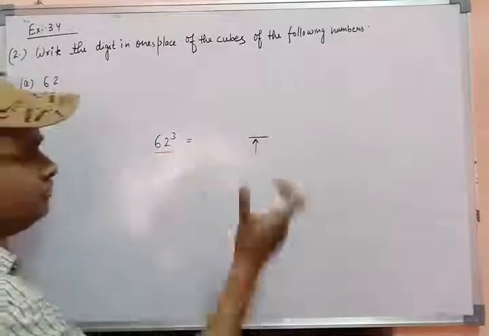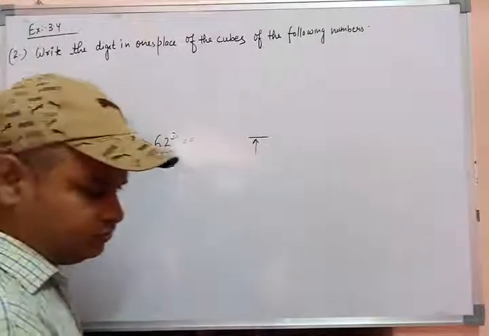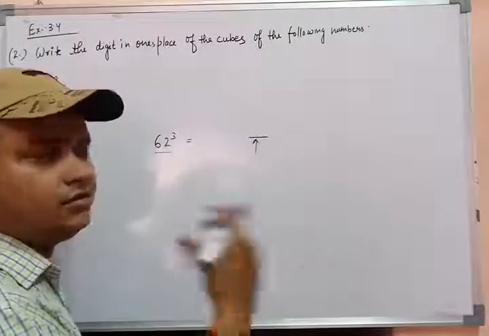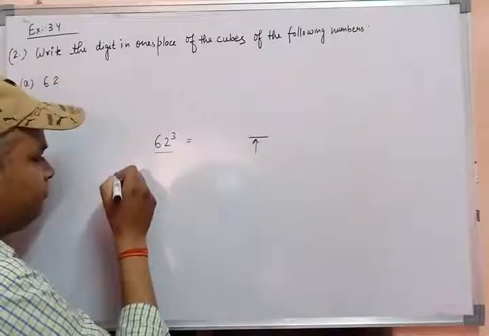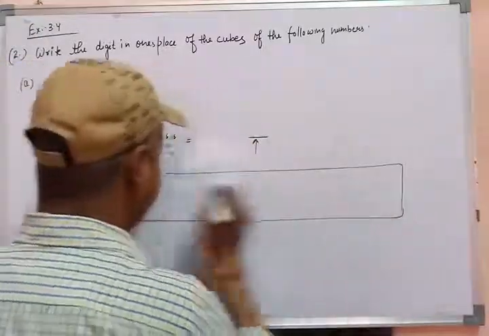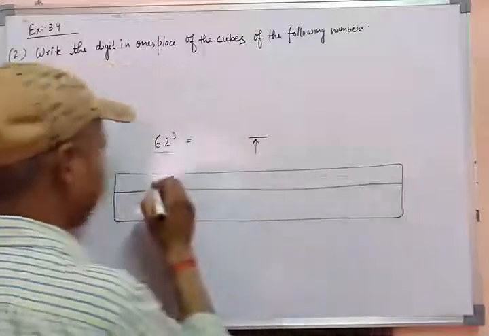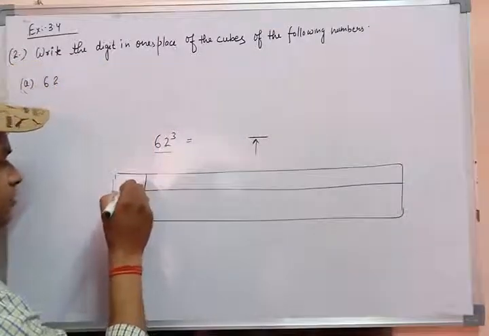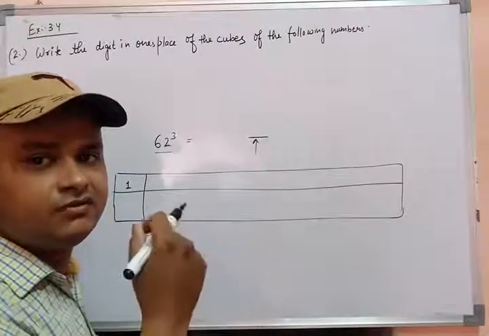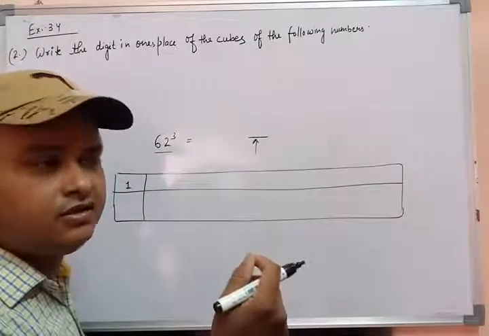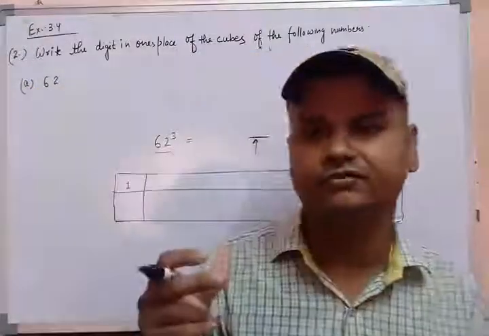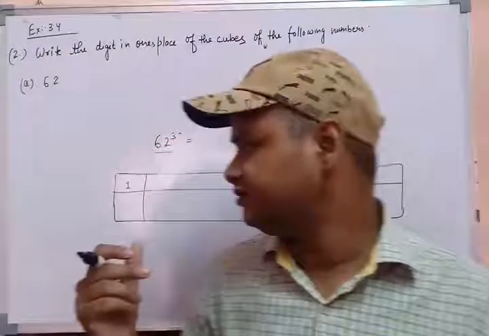Without cubing the number, recall the chart that I gave in the previous video: if a number has one's place 1, then if we find the cube of the number, what is the one's place of the cube?